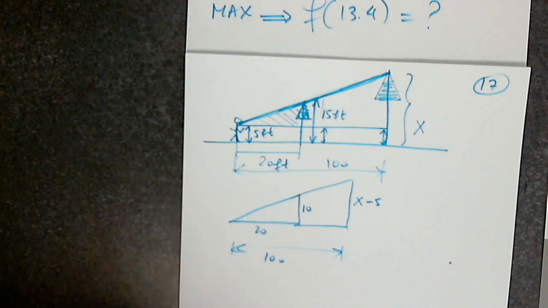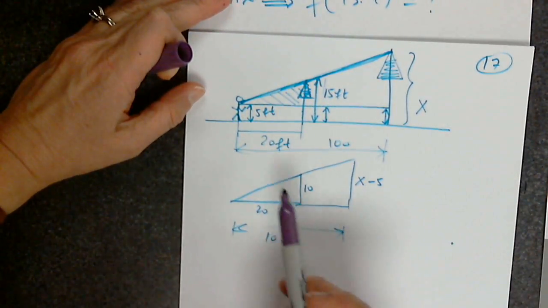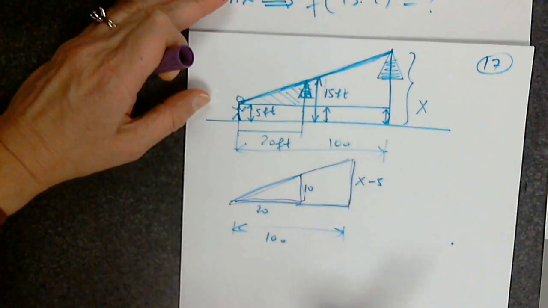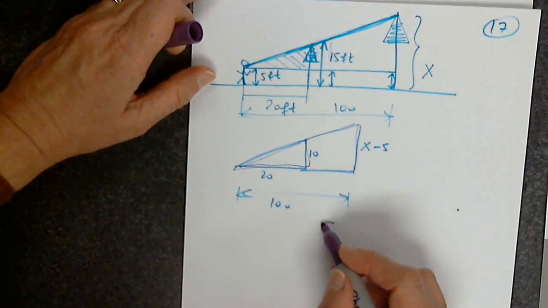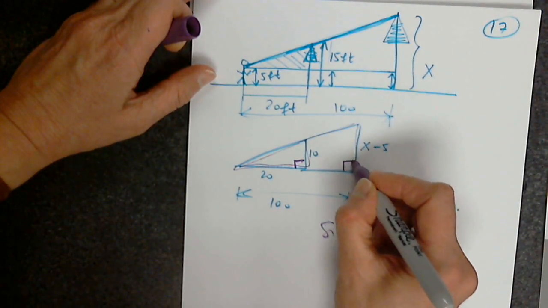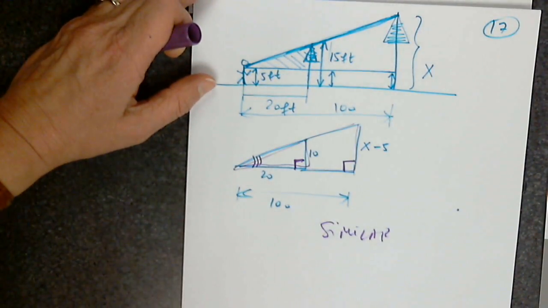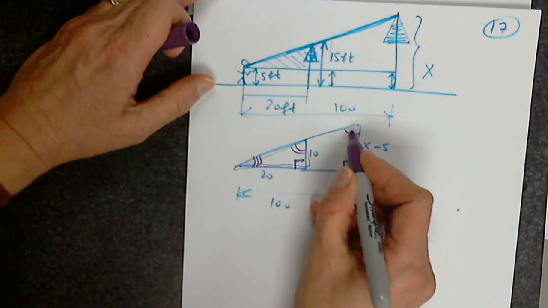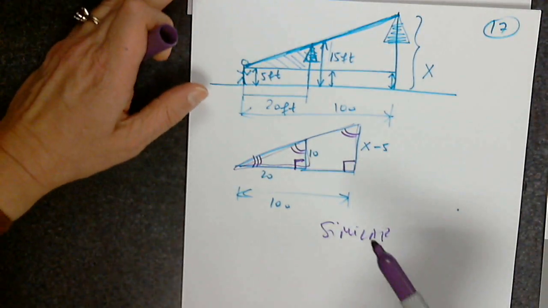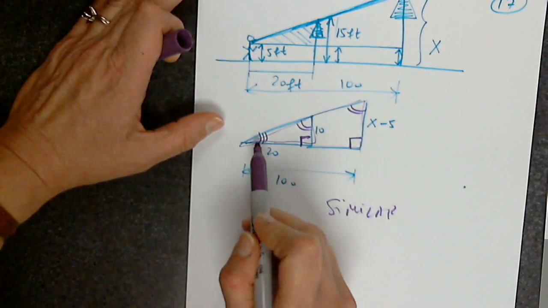And this is a concept of similar triangles. This small triangle does not equal the big triangle. It does not. But they are similar. Because I can show that they have these two angles the same, this angle the same, therefore these two must be the same. So why is this important? Well, because if I know that they are similar, I can write proportions with their sides.